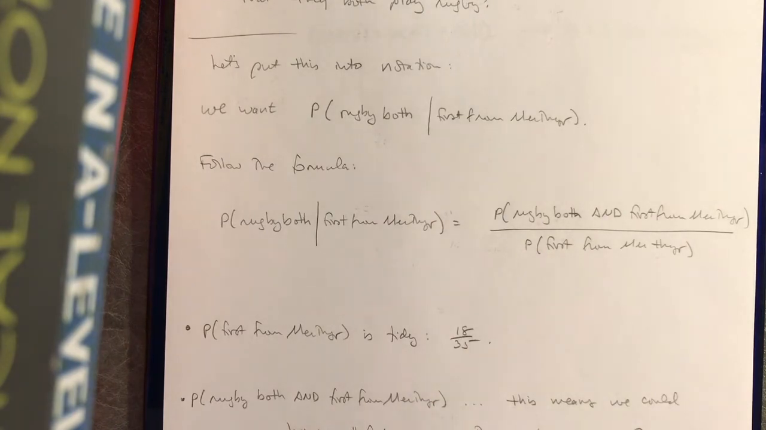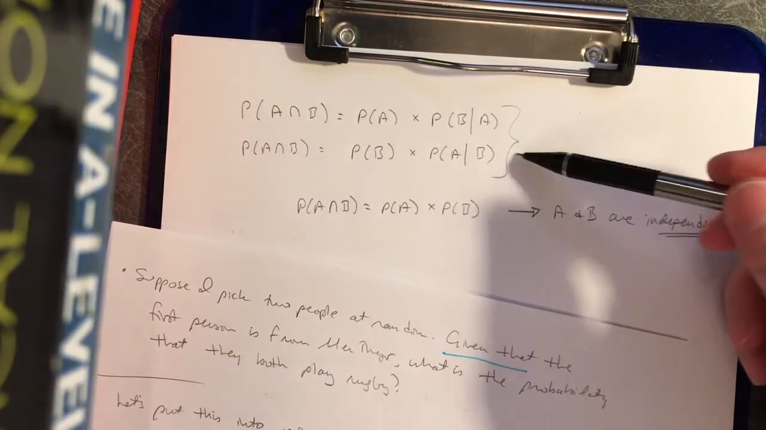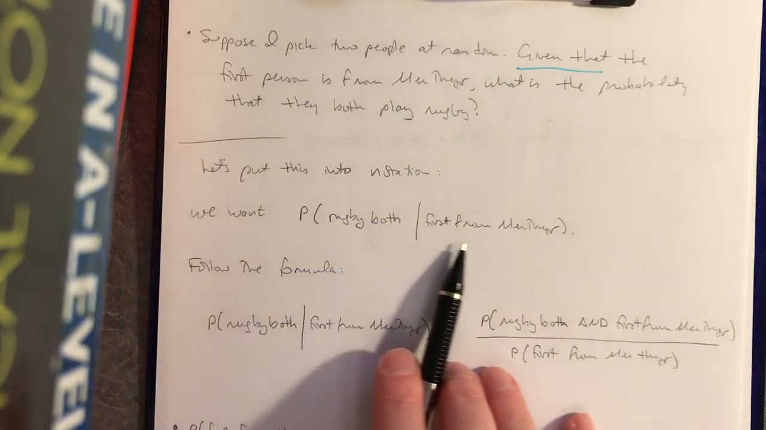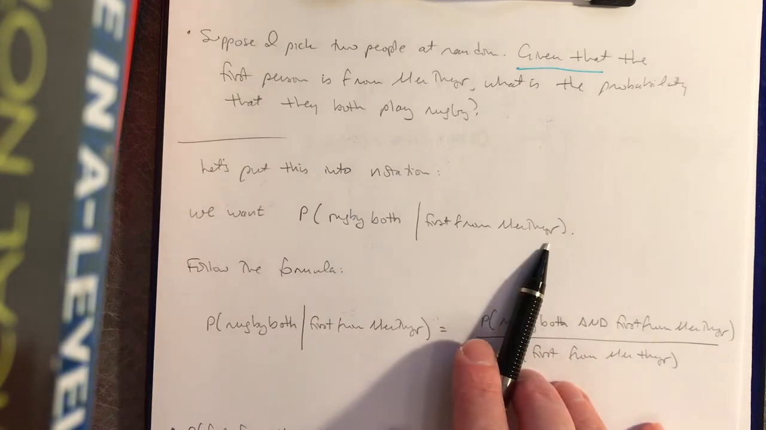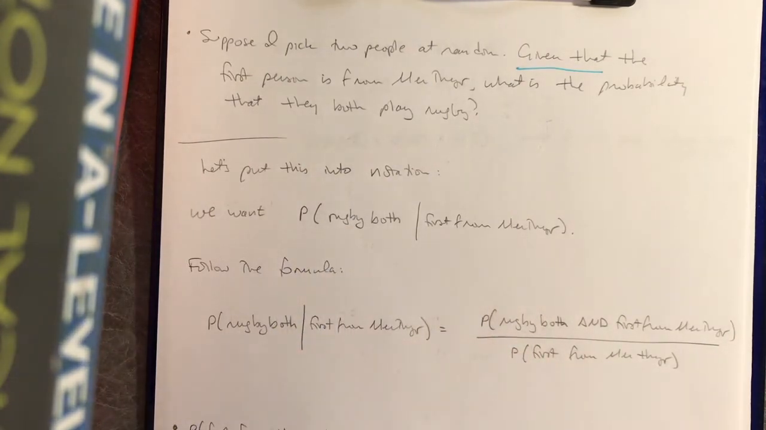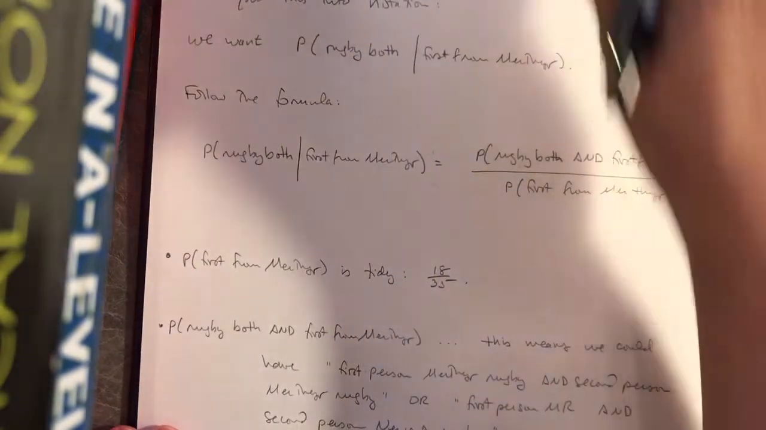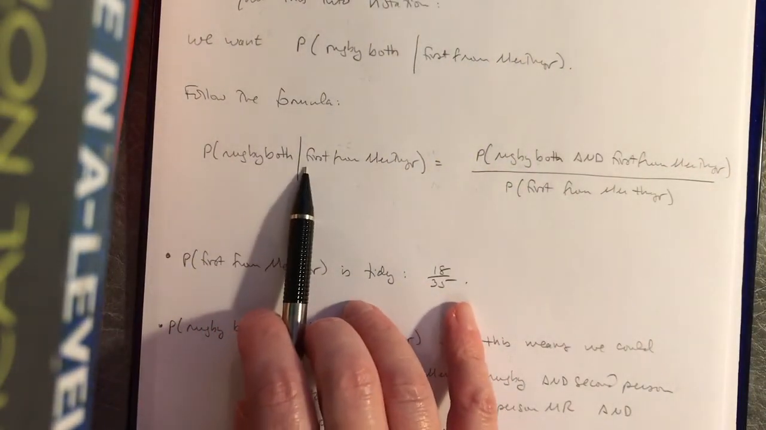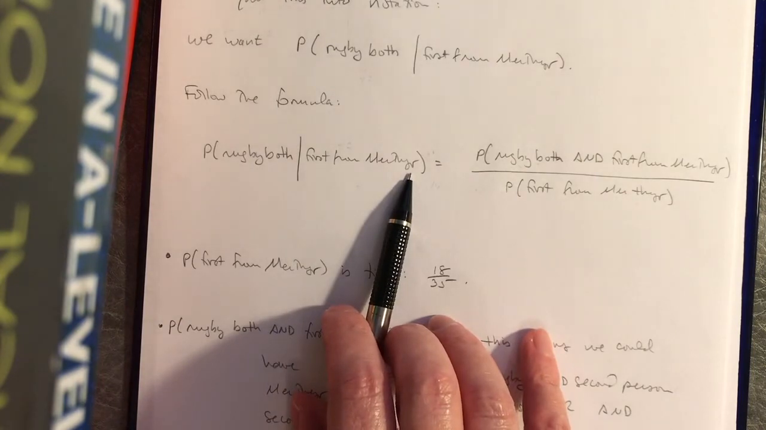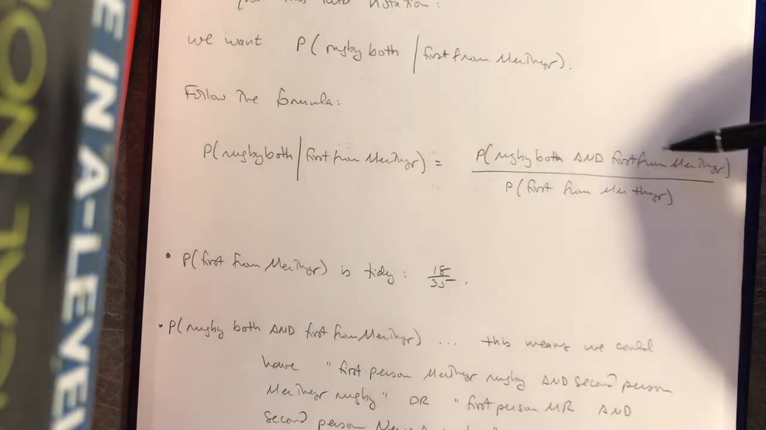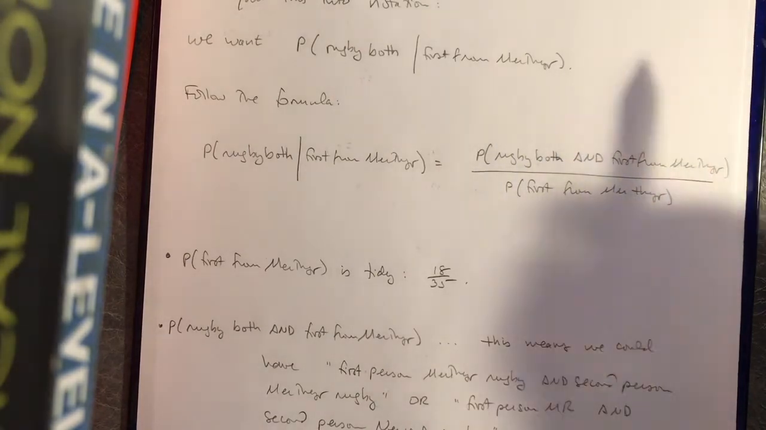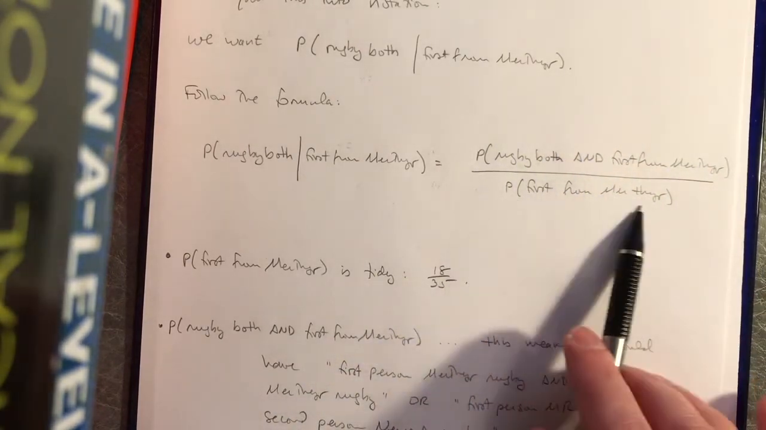And rather than scratch my head and sweat and wonder, I am going to set up the formula and rely on these equations. I'm going to directly rely on these. So if you can get yourself into writing the words into this notation right here, you can walk yourself home from the formula. And that's what I did. So the probability that they both play rugby, given that the first is from Merthyr, that's going to be the probability of and divided by the probability that the first person was from Merthyr.